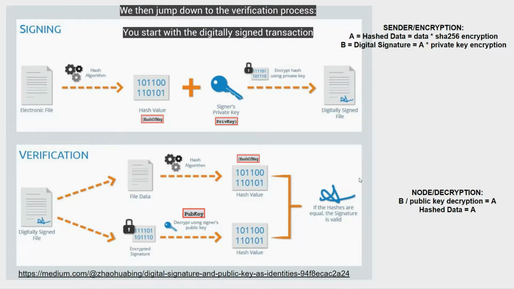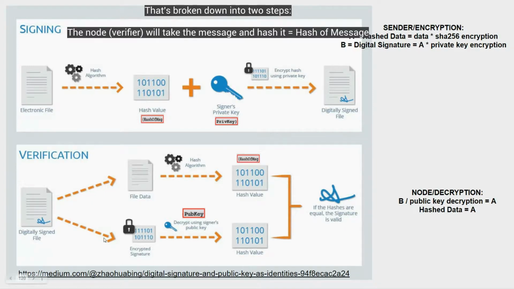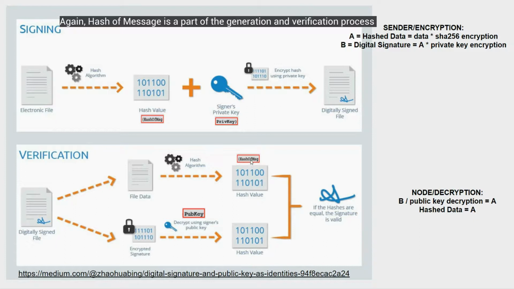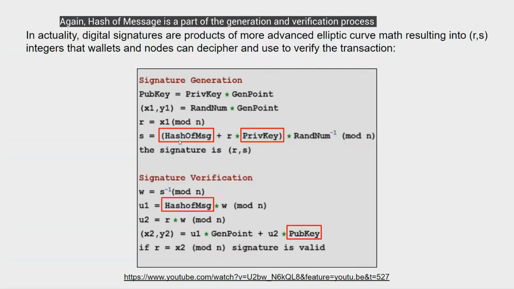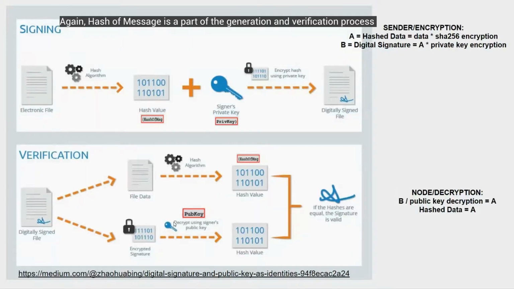We jump down to the verification aspect. You have the digitally signed transaction. So that gets broken down into 2 different steps. The node or the verifier would take the file data and hash it to get hash of message. So again, hash of message is on the verification side and hash of message is on the signing side. Just like we have here, hash of message in the generation portion and hash of message in the verification portion.